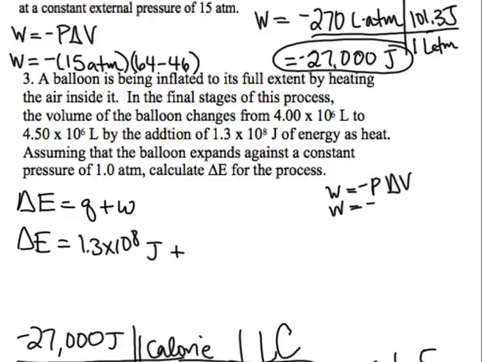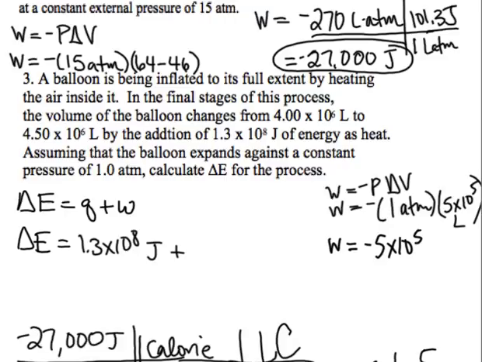So work is equal to negative, what's our pressure? It's a constant pressure of 1 atm. Change in volume, it's 500,000, so 5 times 10 to the 5th. Is that right? That's 500,000, because 0.5 times 10 to the 6th is 5 times 10 to the 5th. And this is liters. So work would be equal to negative 5 times 10 to the 5th liter-atmospheres. Can I just plug this into that equation?